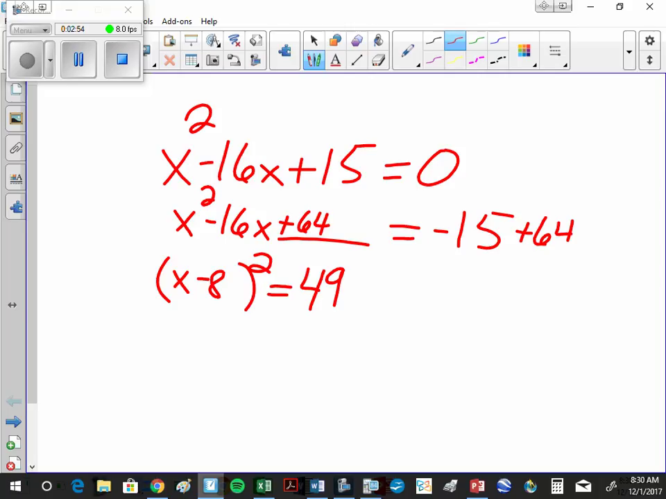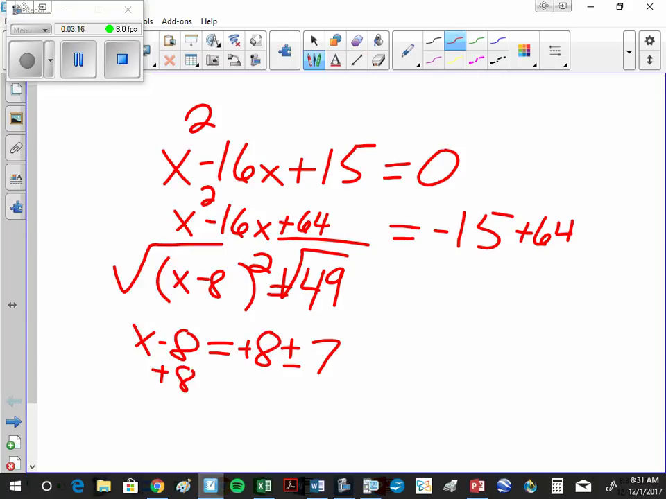Now what? Take the square root. X minus 8 is equal to plus or minus. Good, don't forget that. If you square root an x to the second, you need a plus or minus. Plus or minus 7. Now what? Add the 8. So the answers are 8 plus 7, which is 15. 8 minus 7, which is 1.